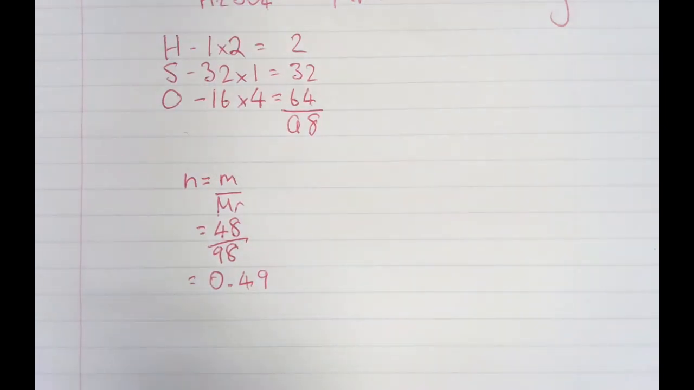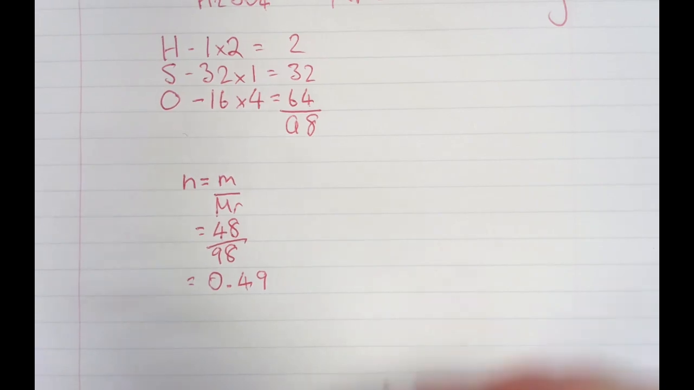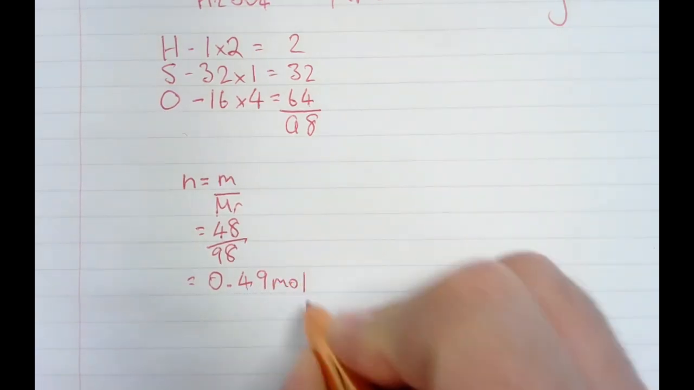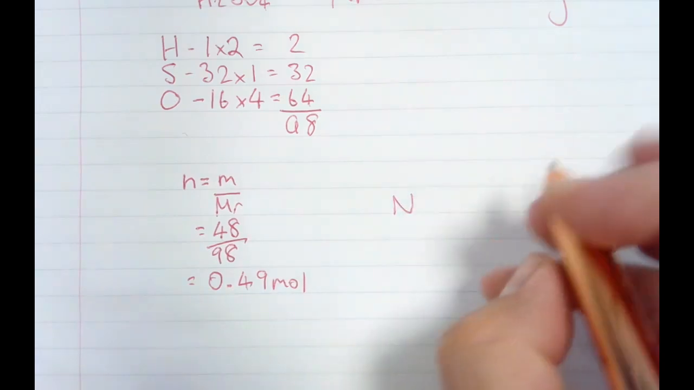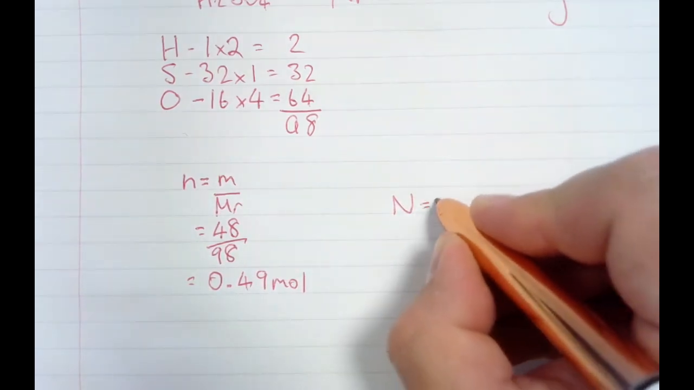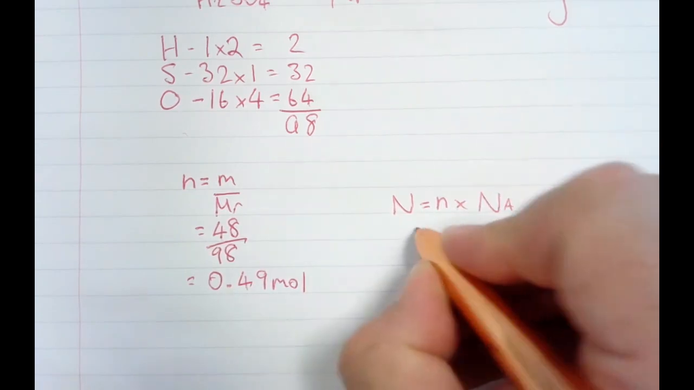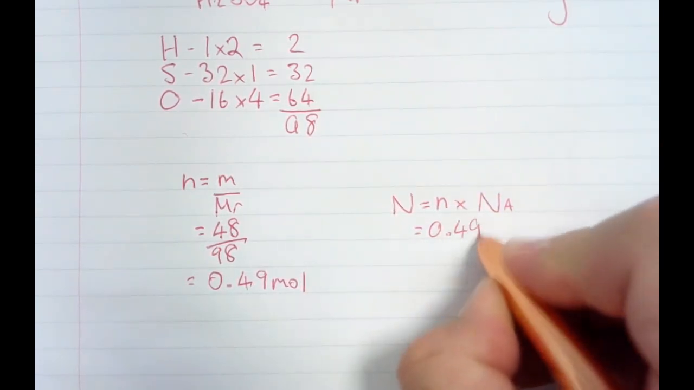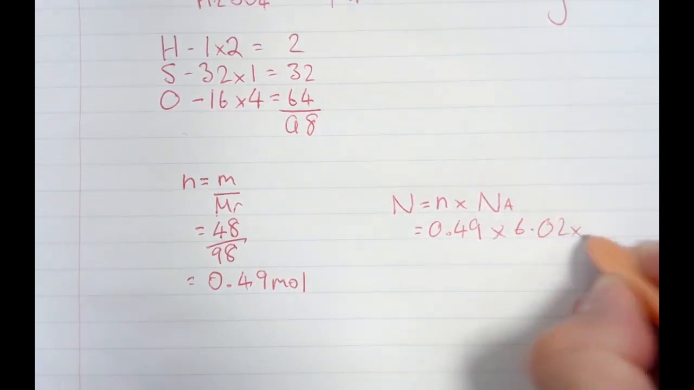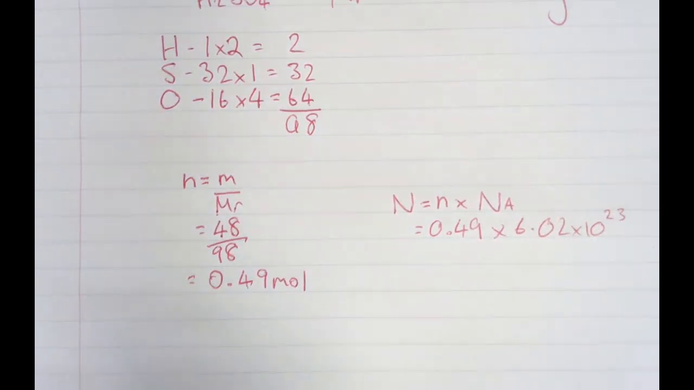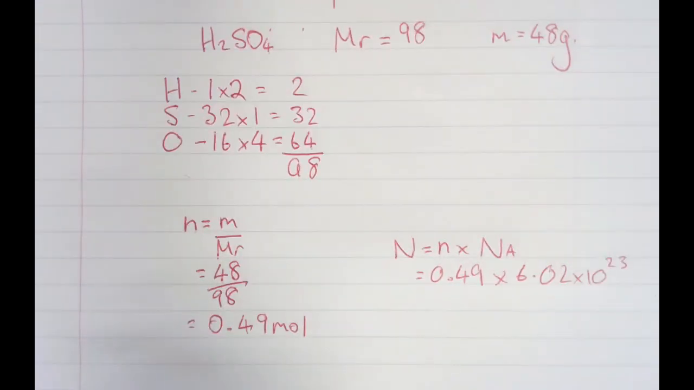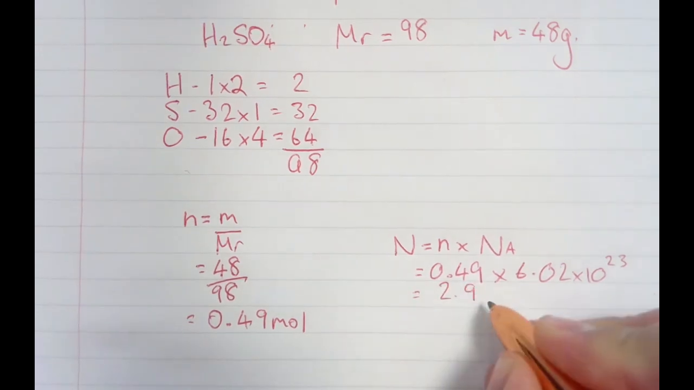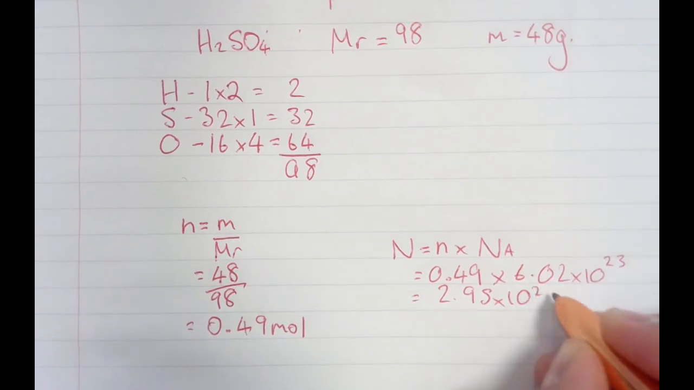Moving on to the number of particles. If we wanted to know the number of particles, we would simply use N, which is the number of particles, is equal to the number of moles times Avogadro's number, which was 0.49 times 6.02 times 10 to the 23. And again, I'll type that into my calculator. Gives me 2.95 times 10 to the 23.